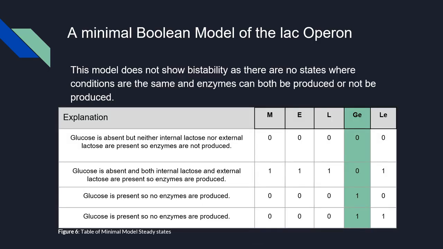So here we have the 4 steady states again from the model on the previous slide. The last 2 values in each sequence correspond to the external conditions of the system.